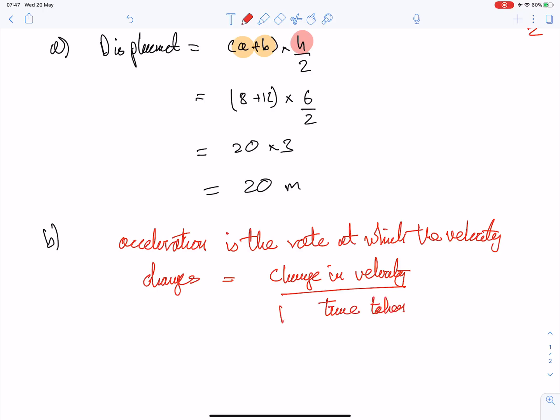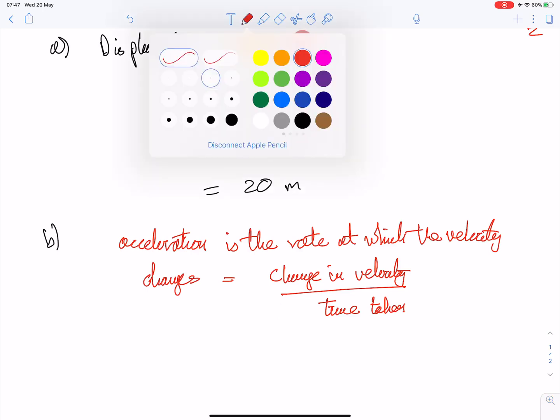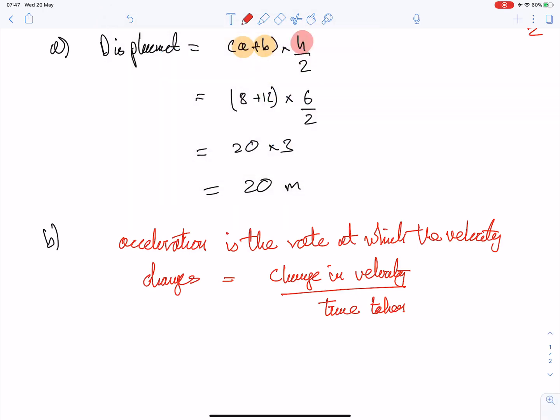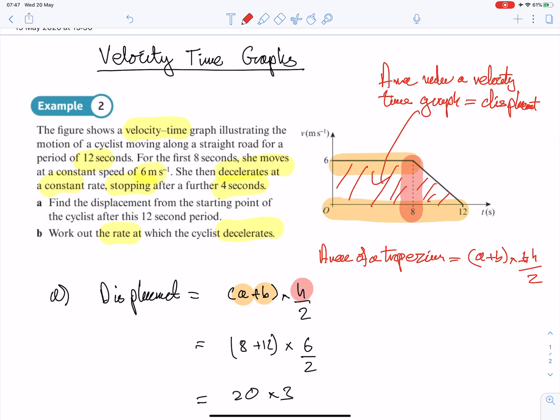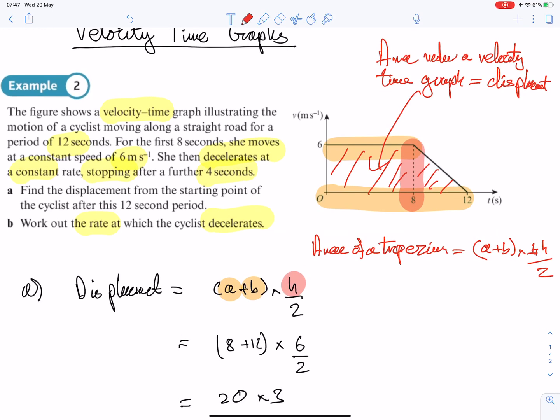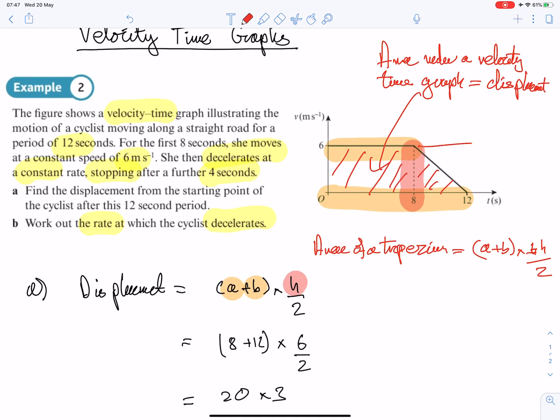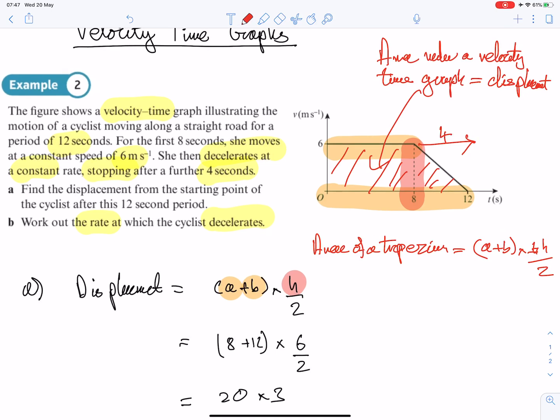Another way of thinking of that, and I didn't emphasise this on the last example, but that's like the gradient. So that's the same as the gradient of the line. So if we come back, the gradient, well, we can use what we would use at GCSE, rise over step. So we're going across from 8 to 12, which is 4, and then we're going down from 6 to 0, which is -6.